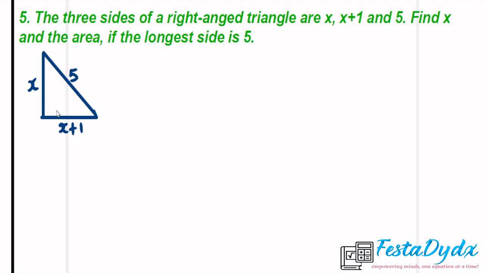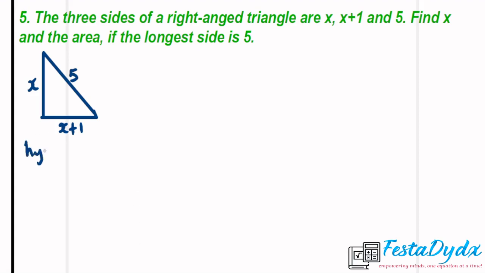Now, before we can actually get the value of x, what is the best way to bring up an equation? The best way we can get an equation from this shape is to introduce the Pythagoras theorem. Now, what is the formula for the Pythagoras theorem? It says hypotenuse square is equal to opposite square plus adjacent square. Now, what is our hypotenuse? Our hypotenuse here is 5.